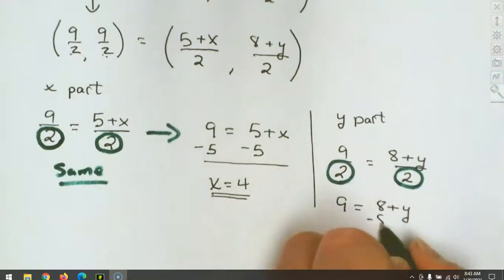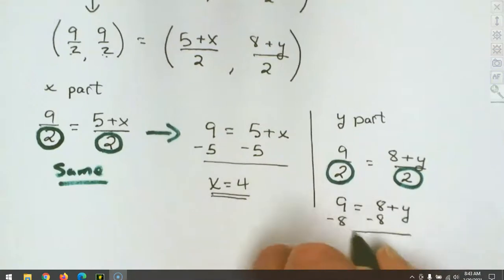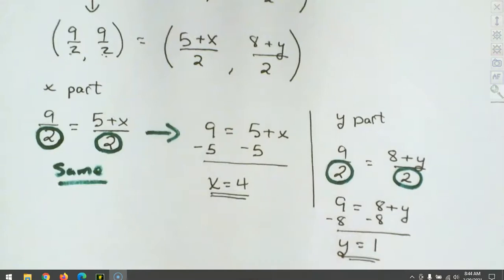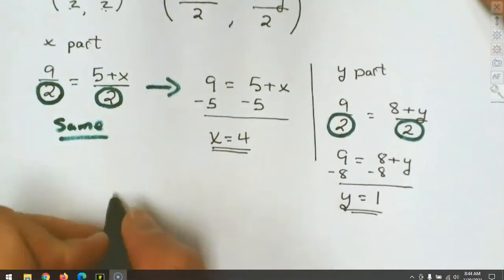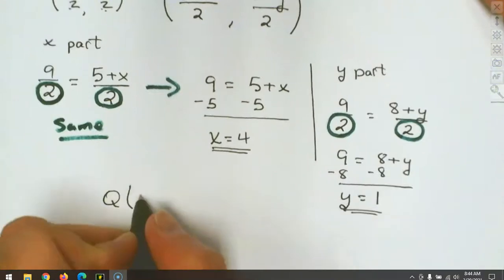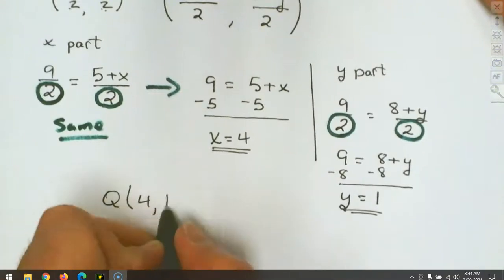We'll move that 8 over. And that leaves us then with y equaling now 1. So what does our ordered pair Q look like? Yep, our ordered pair Q looks like 4, comma 1.